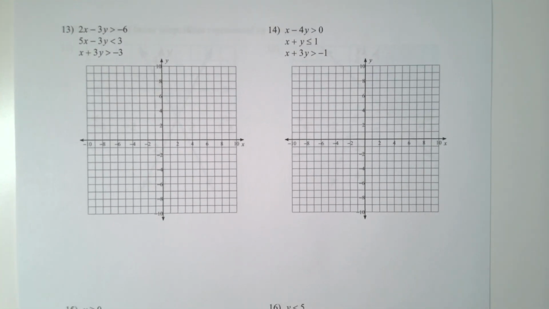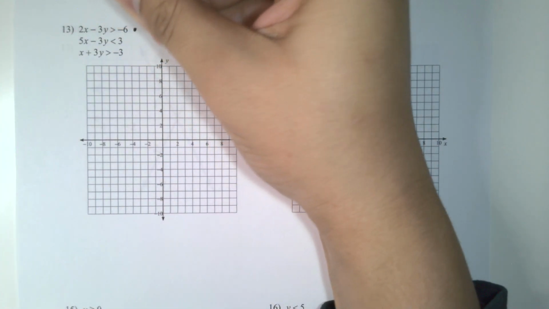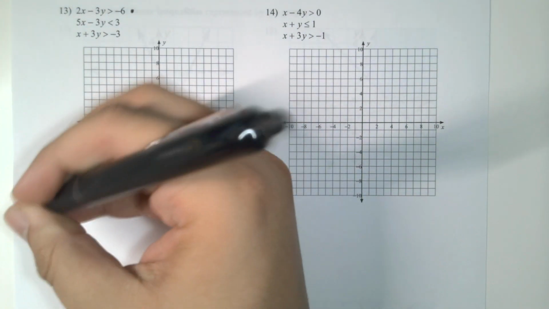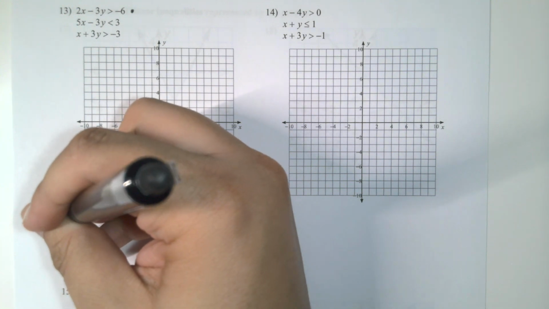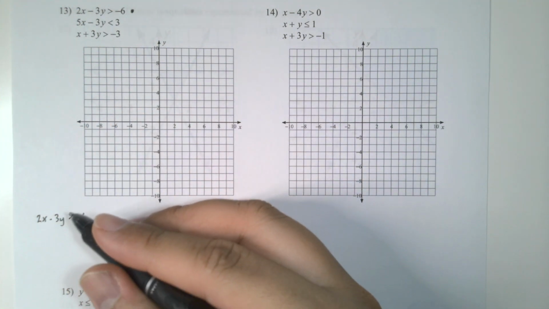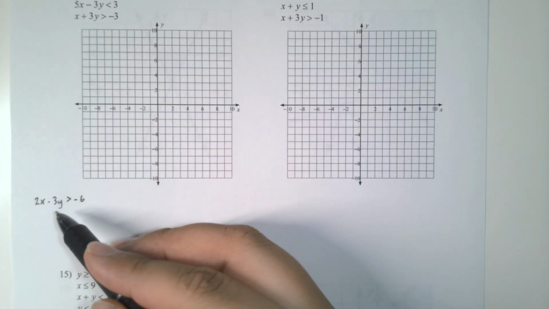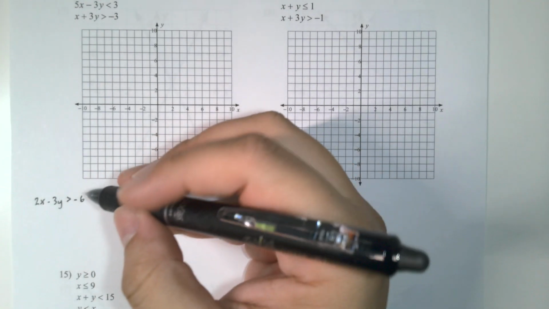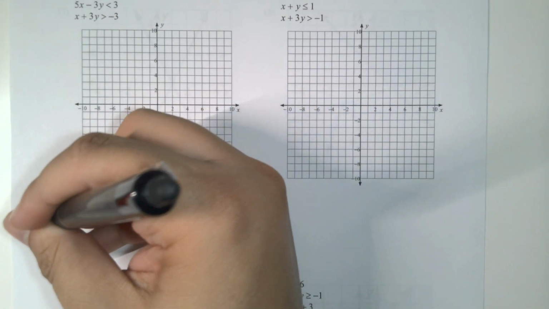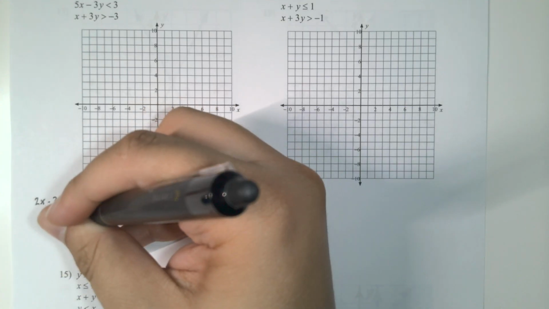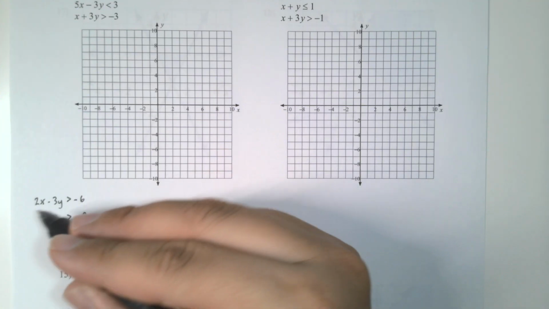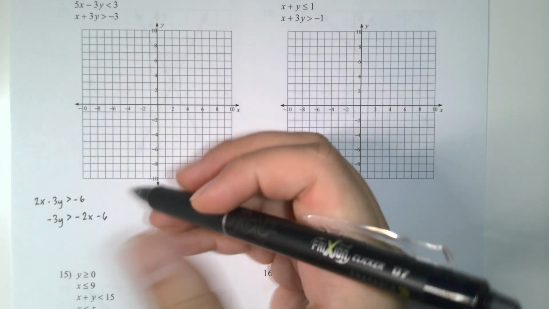All right. So with number 13, we actually have to rearrange these a little bit. So I'm going to start with the first one. We have 2x minus 3y greater than -6. If I rearrange this, we want to get this into slope-intercept form. So we're going to move the 2x over to the other side. That's going to give us -3y is greater than -2x minus 6. So all I did was I subtracted 2x from both sides, and now I'm going to divide by -3 everywhere.